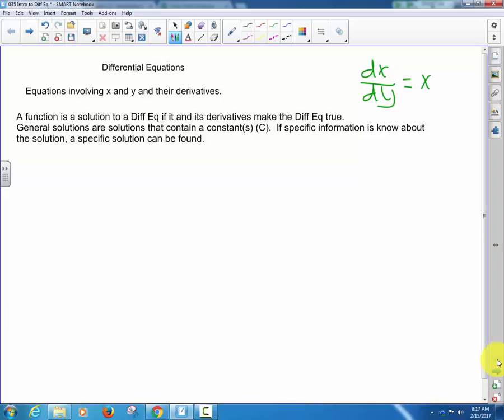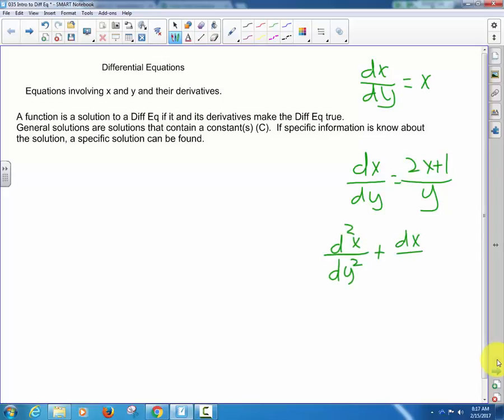But also, sometimes differential equations can get much more complicated, and we could have something like this to be a differential equation. Or we could have something like this where we've got the second derivative plus the first derivative plus x equals y. So we could get all kinds of funny-looking and strange-looking differential equations.